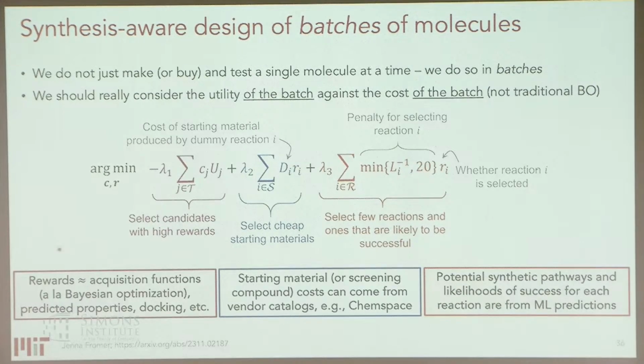And all three of those categories build on these other predictive techniques that we use in molecular design. So again, rewards, those could be surrogate oracles, they could be computational oracles, they could be acquisition functions. Costs, we get those from vendors. And then the reaction pathways and likelihoods of success we get from various synthetic chemistry predictive models.